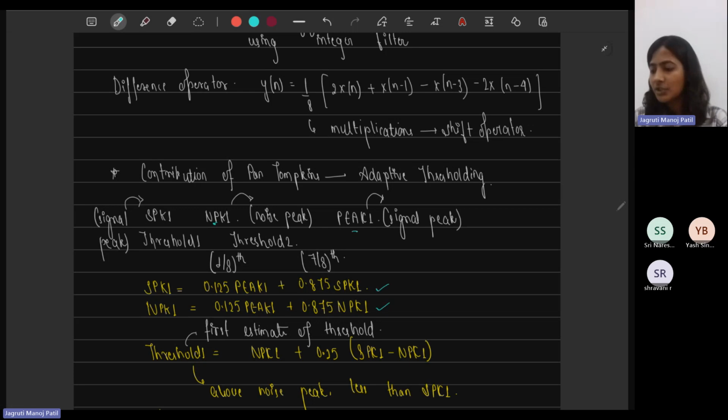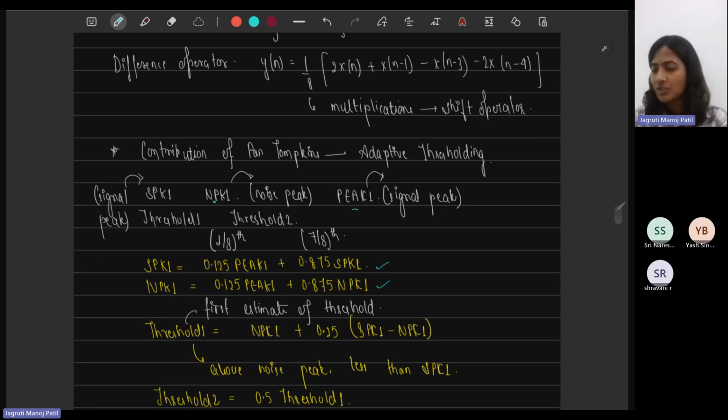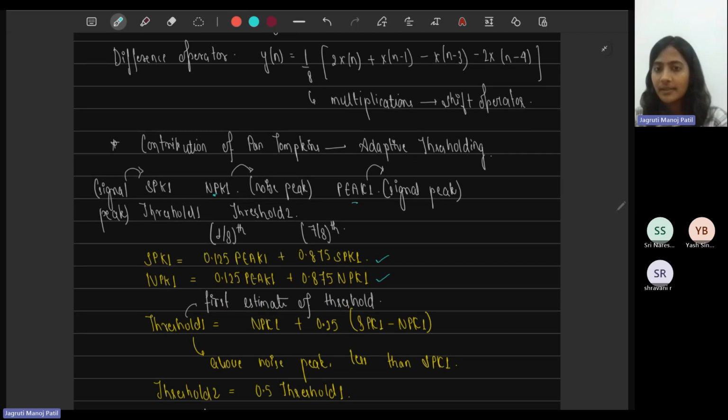Then for the threshold, this is the first estimate of the threshold. Now, as I said earlier, this threshold should always be around your signal, like the maximum peak of the signal, but should not be directly at the signal, it should be half of it. So what they did over here is that they took the noise but made it so that they are able to eliminate the noise.